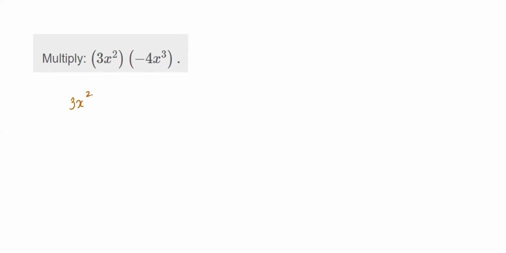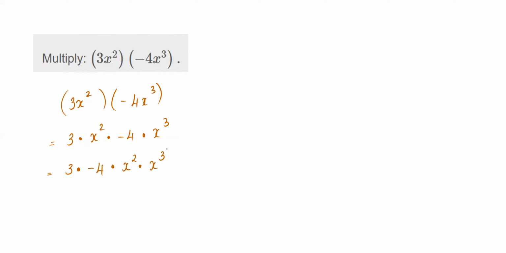3x squared times negative 4x cubed. Okay. If you see this, they're all being multiplied, right? It's like this, 3 times x squared, because they're attached just means they're being multiplied, times the negative 4 times the x cubed. Are you with me on this? So we are multiplying them individually like this, right? And by commutative property, you can move them around. Commutative property of multiplication allows you to move their positions without affecting the answer.